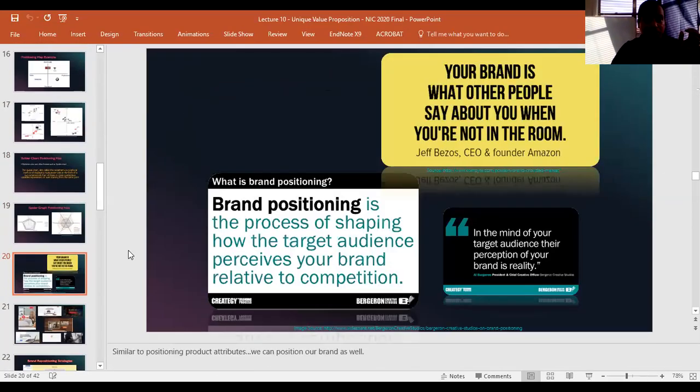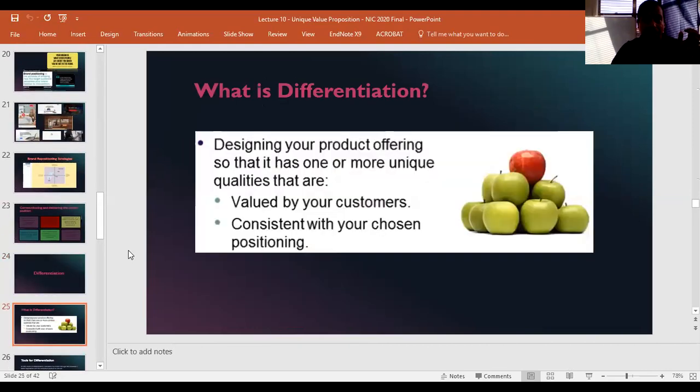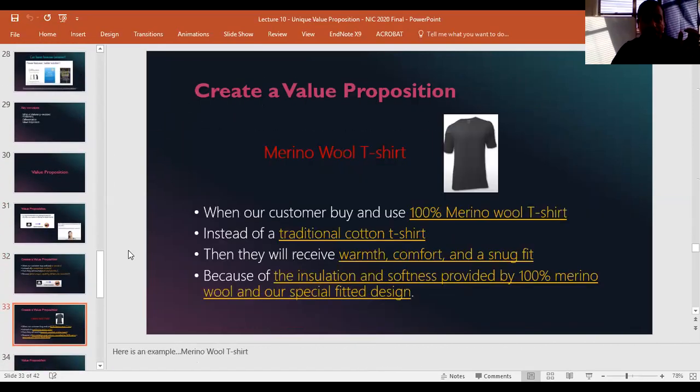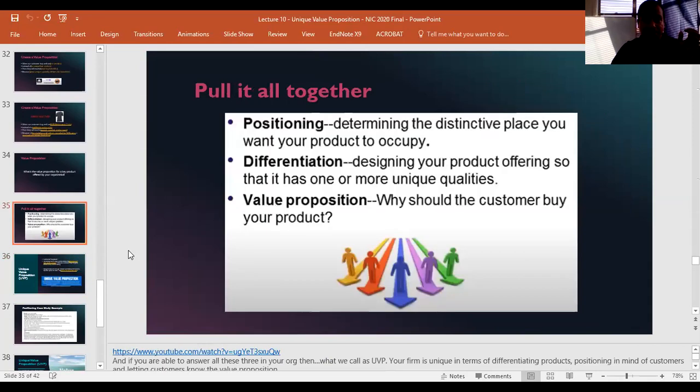So putting it all together, with positioning, differentiation, and value proposition, you will be able to answer all the major questions regarding why the customer will buy, what the customer will buy, and from where they will buy. All the questions will be answered through all these marketing concepts.